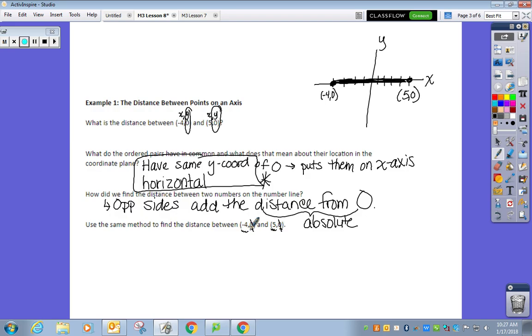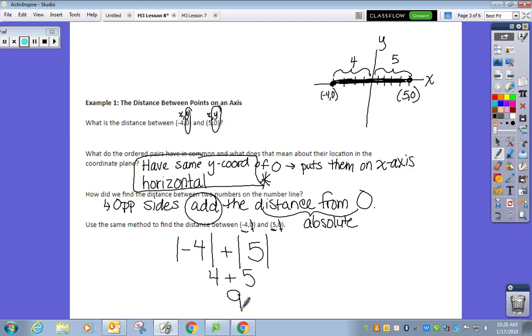If I take the absolute value of -4, or the distance it is from 0, the distance it is from 0 is 4. So I'm taking that absolute value of -4, and I'm adding it to the absolute value of 5, which is 5. That will give me the distance in units. So they are 9 units apart.